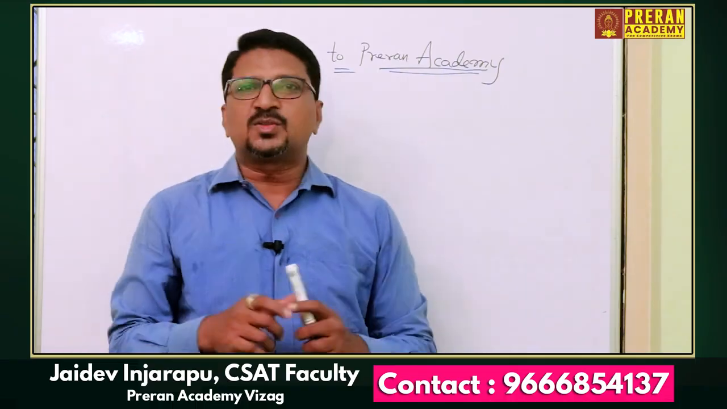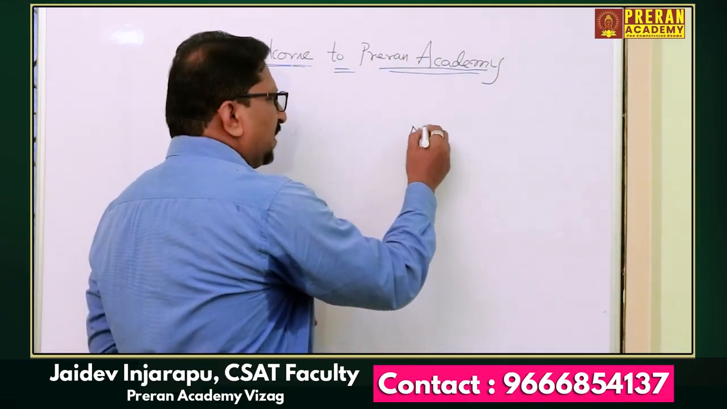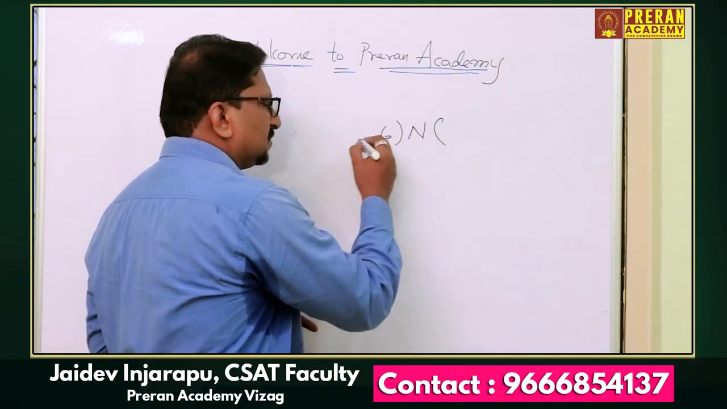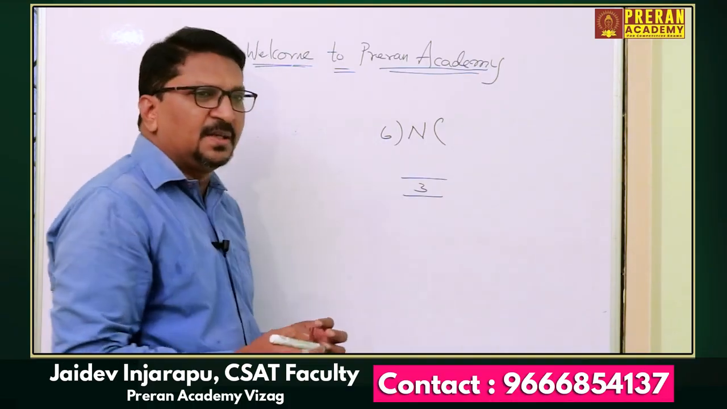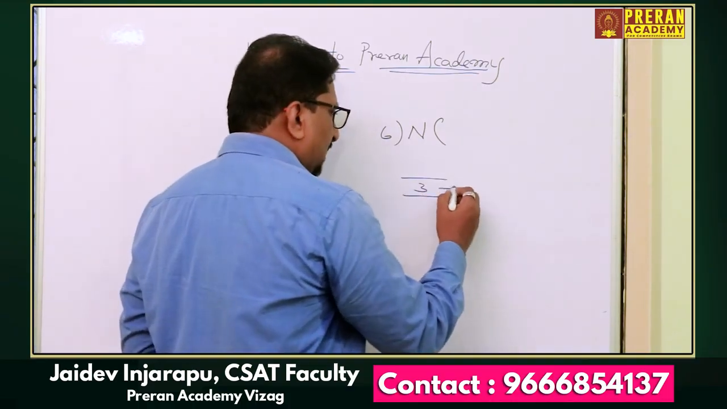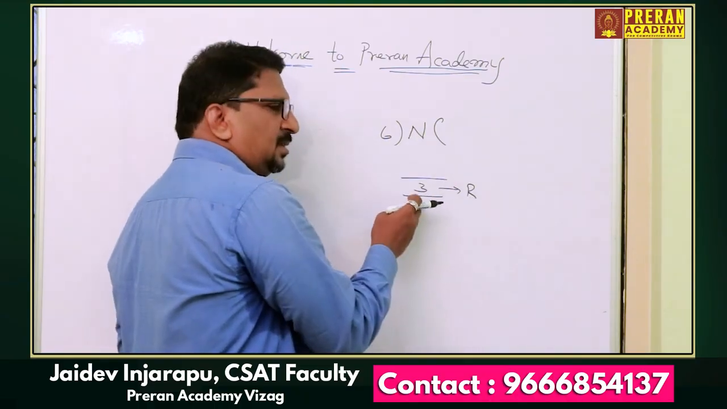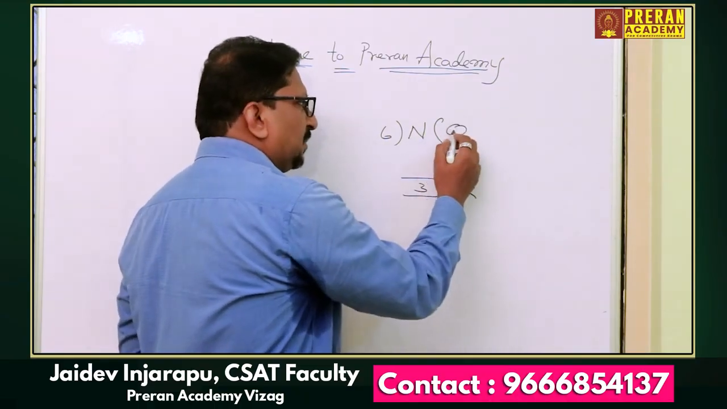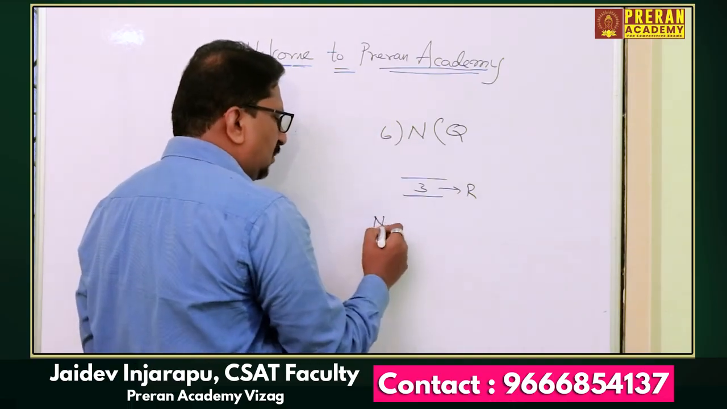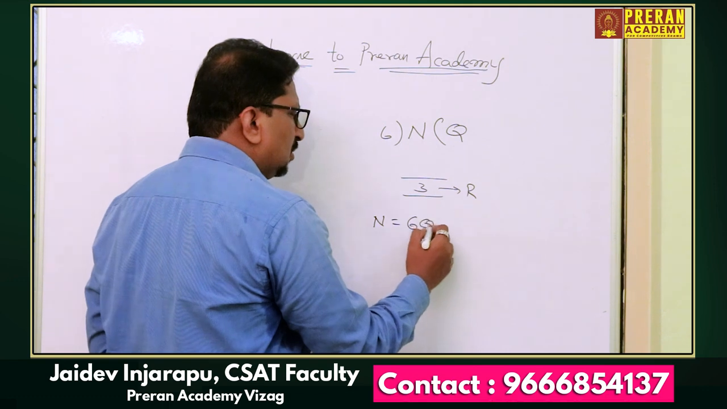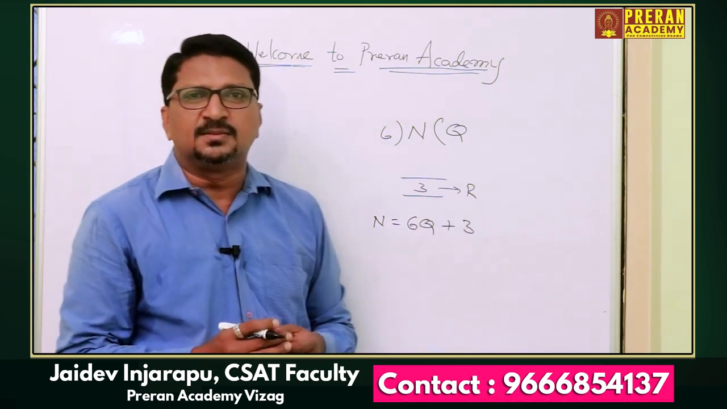Friends, the third question is, when a number is divided by 6, it leaves the remainder 3. That's what he has given. The remainder is 3. So when it is getting remainder 3, obviously some quotient will be there. So how can we get this n value? N equals 6q plus 3. That we know, remainder theorem.